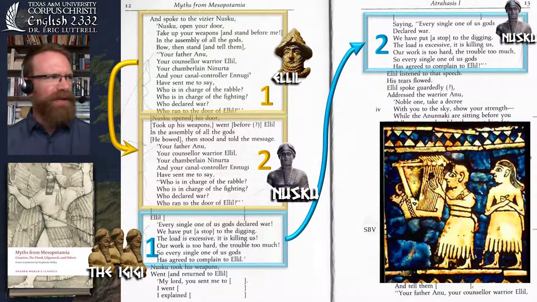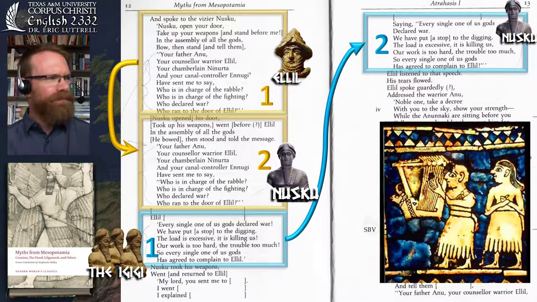In this case, on page 12, we have the same passages read more than once or written more than once. Elil is talking to Nusku and he says, "Nusku, open your door, take your weapons, stand before me." Incidentally, those brackets where "stand before me" is written, the brackets indicate something is missing. There's a break in the text, and yet Stephanie Dalley has filled in those brackets. You can probably see if you look further down where that information is coming from.